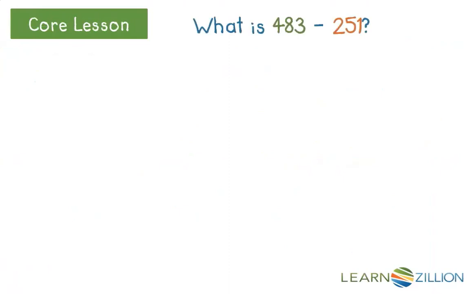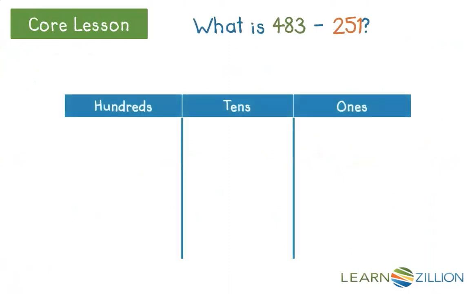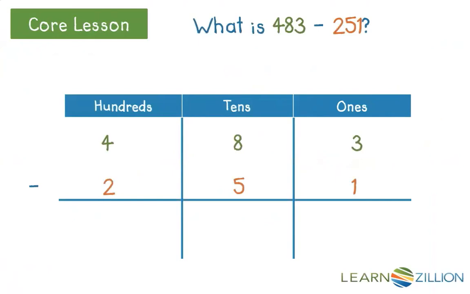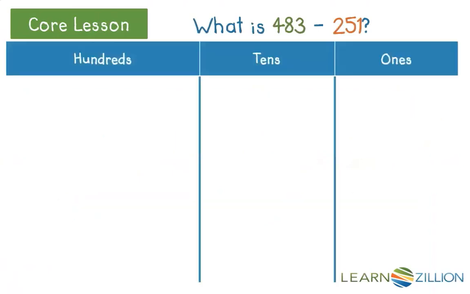When I subtract really large numbers, like this one, 483 minus 251, I like to line my numbers up in a hundreds, tens, and ones chart so that I can see which base 10 blocks I'll have to draw out and how many I'll have to take away. So 483 minus 251. We're going to use this chart that's a little bit bigger to fit all of our base 10 blocks in. So first I start with 483.